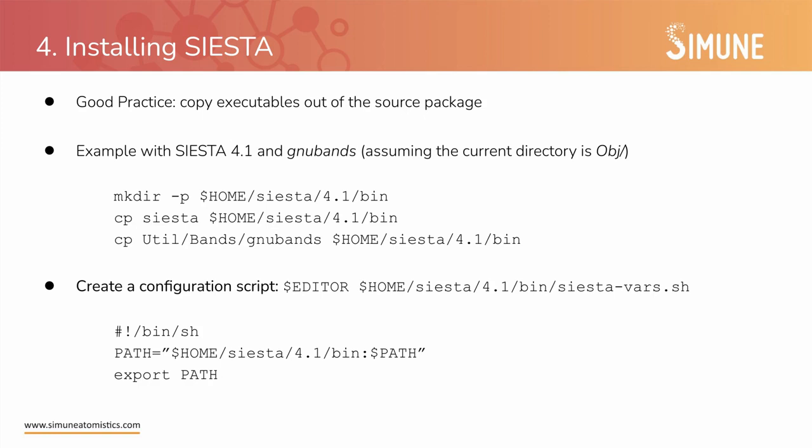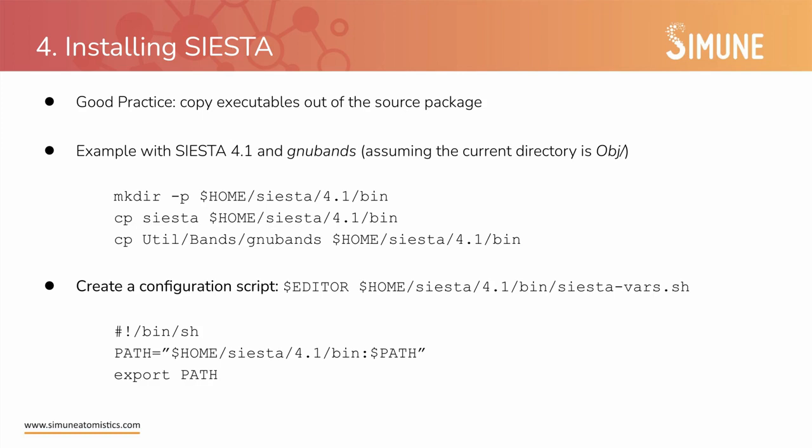Now that you have SIESTA and some utilities built, a very good practice is to copy the executables outside the source package. So, for example, you could create a directory in your home named SIESTA 4.1 bin, if after building SIESTA 4.1, for example, and there you will copy the SIESTA executable and all the utilities that you have built there.